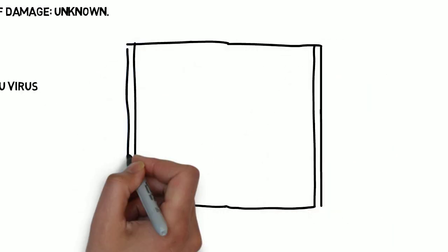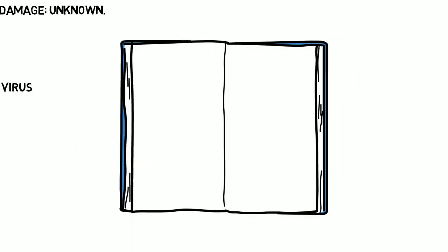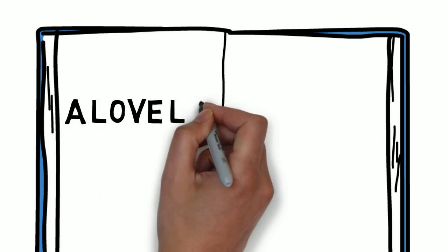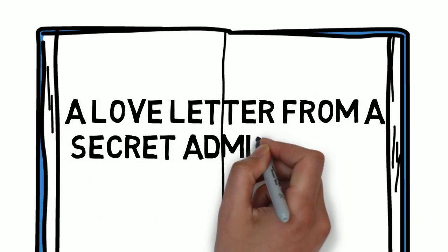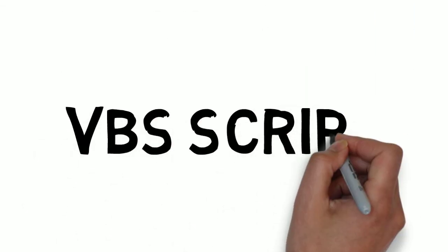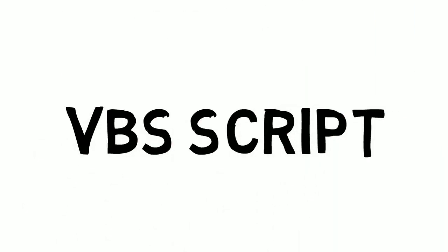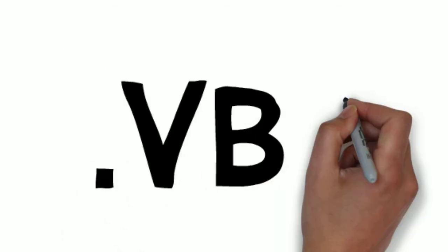Number 3 is the I Love You virus. This type of virus came in the form of a worm. The worm spread at mass scale because of its subject line, which read as a love letter from a secret admirer. The I Love You worm contains a VBS script, which is used for error handling and subroutines. The worm's extension, VBS, was hidden by default, as you may have noticed on your Microsoft Windows computers.